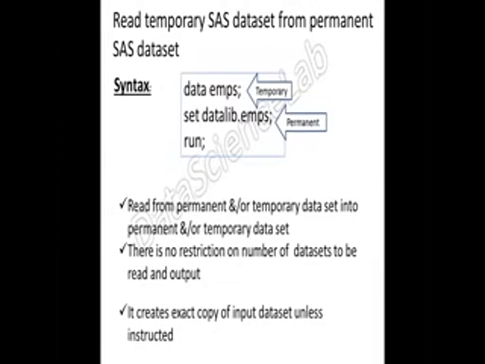In this case, I just wrote data ems set datalib.ems and run. There is nothing extra written out there. So in this case, it will create an exact copy of the input data set in the work library. So this was about creating a temporary data set from a permanent data set.